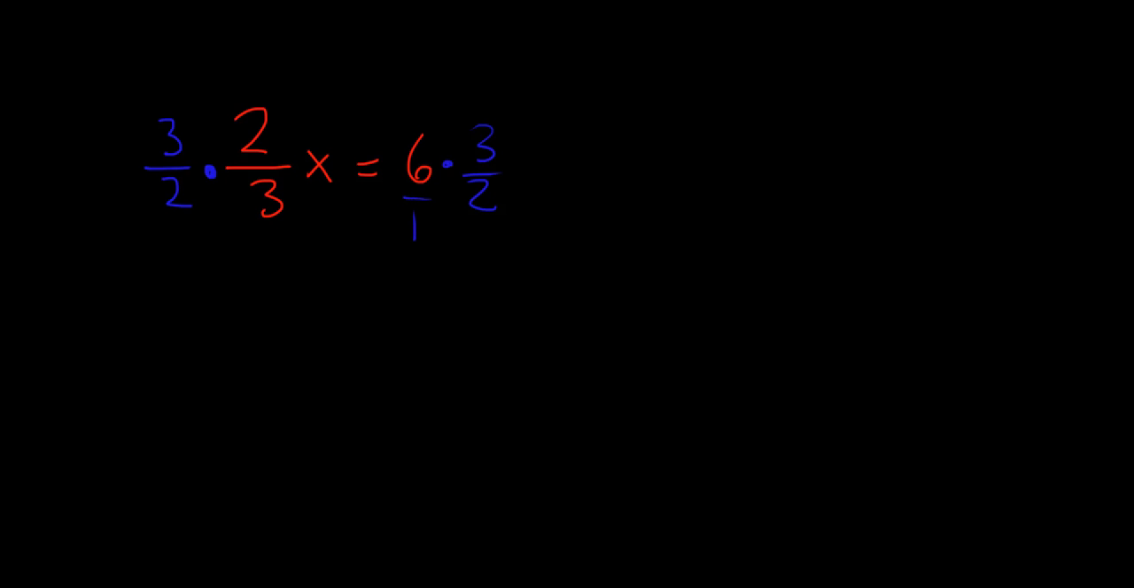To multiply this side out, 6 times 3 is going to be equal to 18. 1 times 2 is going to be equal to 2. This side over here just cancels out because 3 times 2 is 6, 2 times 3 is 6. So what I basically have over here is 6 over 6x, which is basically 1x. So 1x is just x. So now I have x equals 9.